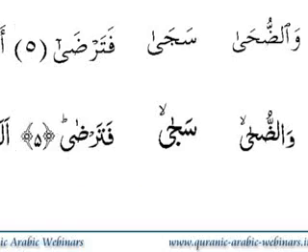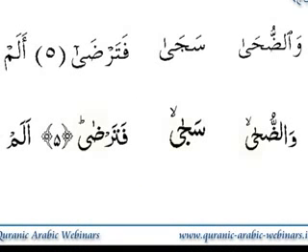And below we've got the same. The only difference you'll notice in the Majidi script, to help you out a little bit more, the dagger alif or the short alif is written directly on top of the letter before the alif maqsura. Okay, so that's the only difference, and you can see that in all 3 examples there.